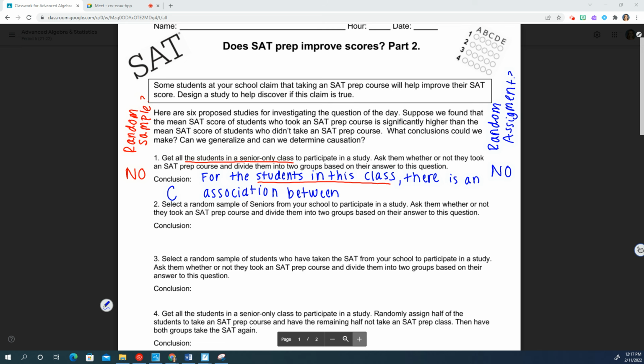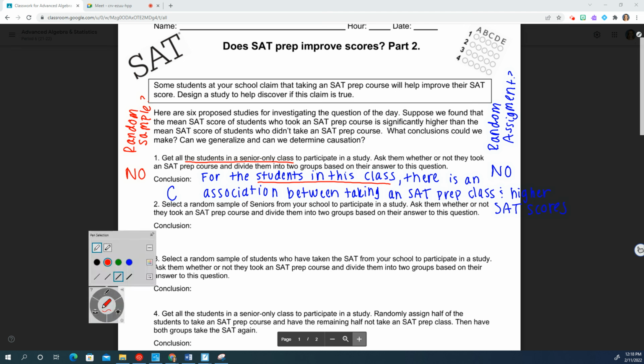between, so now I'm just copying that from the card, between taking an SAT prep class and higher SAT scores. Okay, so because we just asked them, we didn't apply a treatment, we can only assume there's an association and not a causation. Observational study.